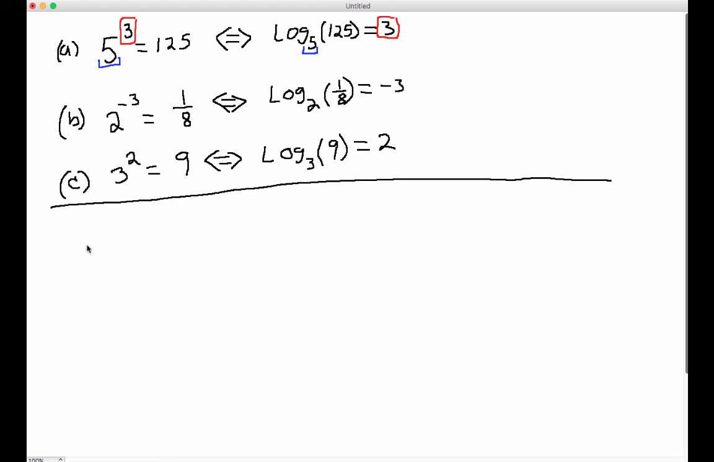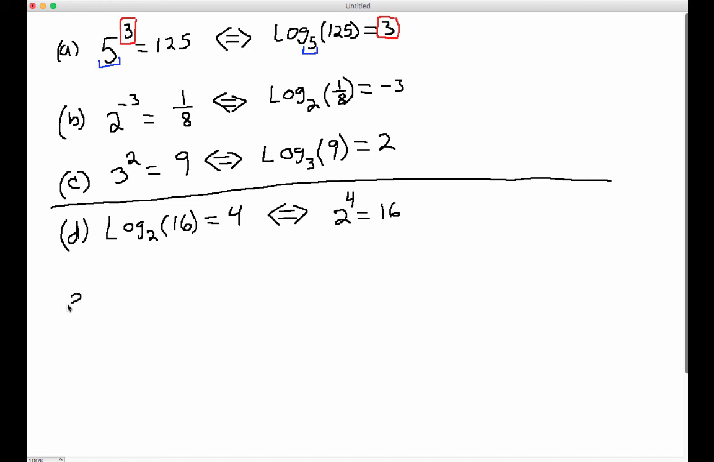All right, let's try going the other direction now. Let's start off with the logarithm and see if we can get that back into an exponential. What if we had logarithm base 2 of 16 is equal to 4? Well, what does that mean? Let's read that in English and see if we can get that to work out. Well, that says that the exponent on a base 2 that gives me 16 is equal to 4.